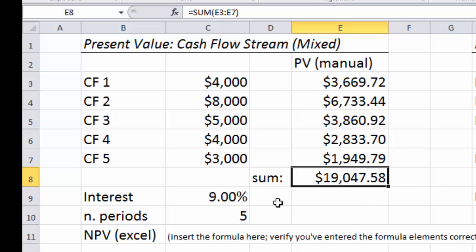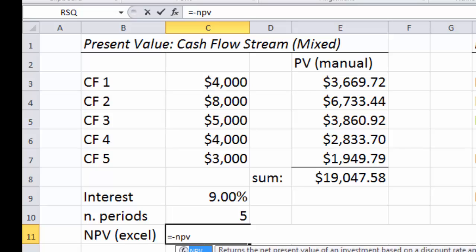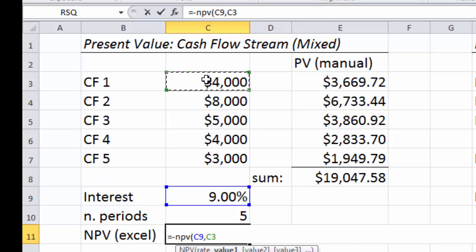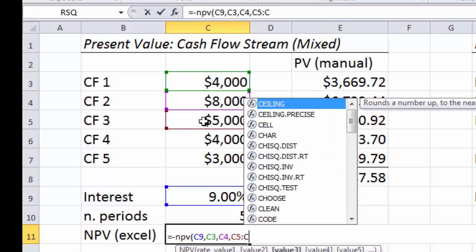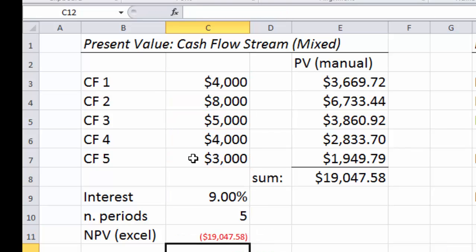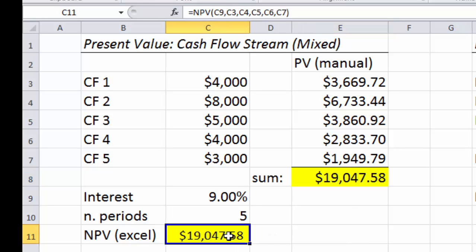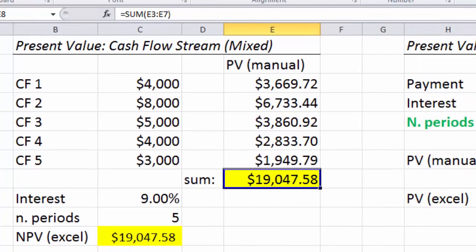Then add up all of those individual present values. Now, the easy way to do it with Excel, we've actually already done this in the last sheet, is the NPV function, which is net present value. And then all we have to do here is enter the rate and then each period's future value cash flow payment in order. Comma, C5, C6, C7, close parentheses. There you go. That matches that. So we know we entered the formula correctly. We can always check it against what I did manually here.